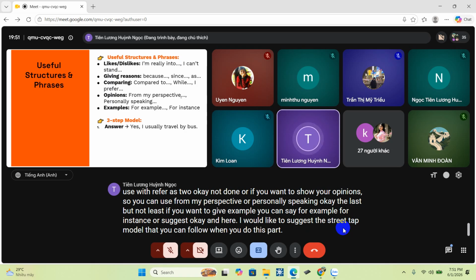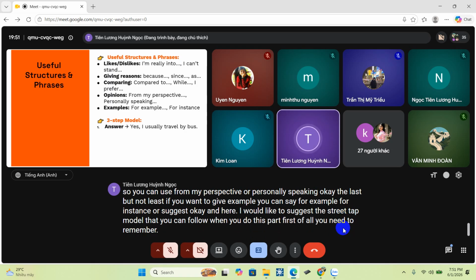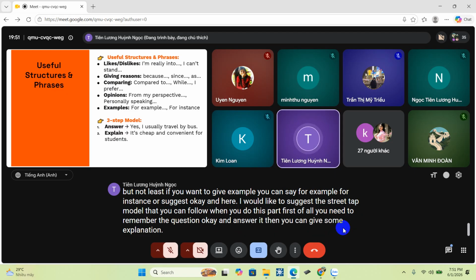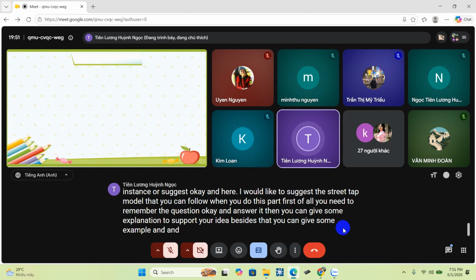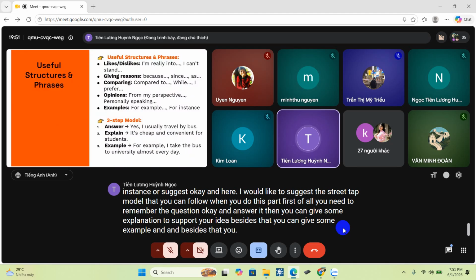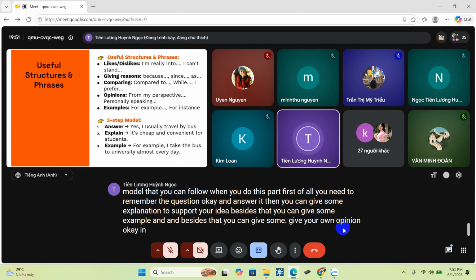this part. First of all, you need to remember the question and answer it. Then you can give some explanation to support your idea. Besides that, you can give some example, and besides that, you can give your own opinion in this case.